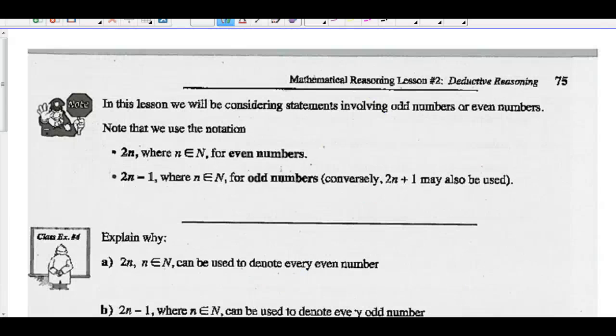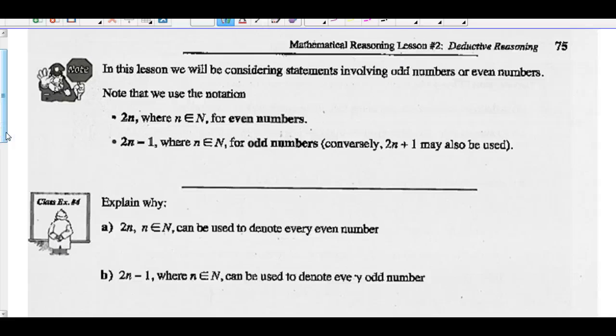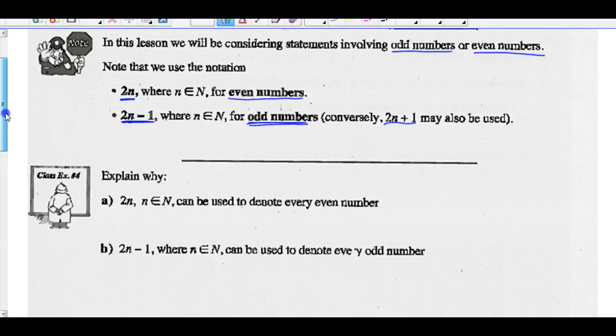Note at the top of the next page. In this lesson, we'll be considering statements involving odd numbers and even numbers. Note that when we use the notation 2n, where n is an element of the natural numbers, for even numbers, you pick any natural number n and you multiply it by 2, you're going to get an even number. And then if you subtract 1 from an even number, you're going to get an odd number. Or if you add 1 to that even number, you're going to get an odd number. So these are our variable statements for odd and even numbers we're going to use in deductive reasoning.